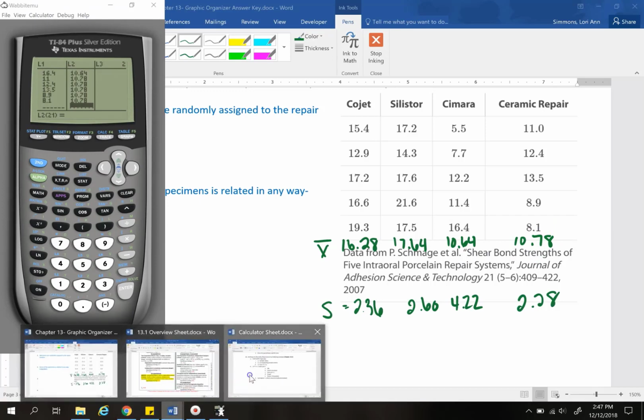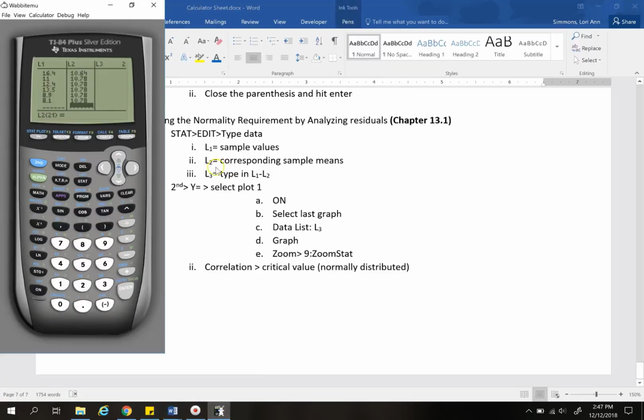Okay, so let's go to our calculator sheet. So we did number 2. We typed in the corresponding sample means. Now go to list 3, type in L1 minus L2. These are the residuals. And now we can plot these. And that is in list 3. Graph, zoom, number 9. In here you can see it's pretty linear.